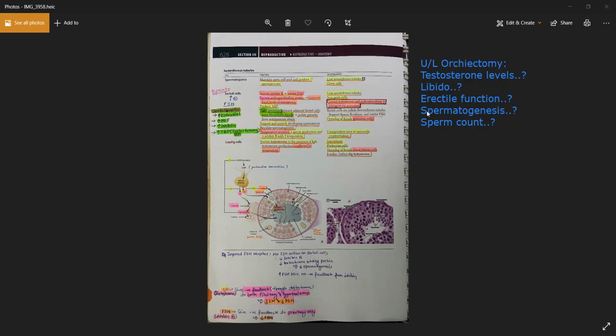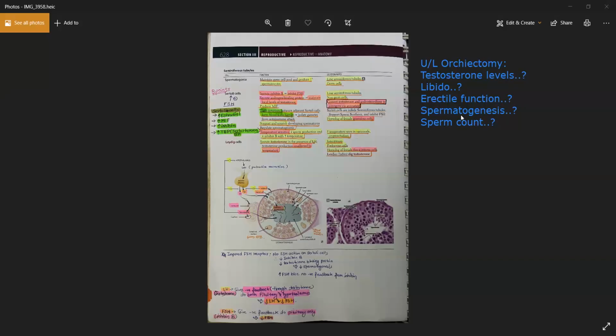Because of this increase in spermatogenesis, they will try to compensate somehow for the loss of one testis, but it is never sufficient to cause a full compensation. The sperm count will drop, but the spermatogenesis will be increased in the remaining testis. So that will happen whenever you get a unilateral orchiectomy. Testosterone level will be normal, libido normal, erectile function normal, spermatogenesis increased, and sperm count will be decreased. Because no matter how many sperm you make, you would never fulfill the normal levels again.